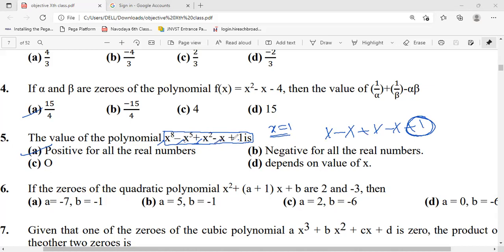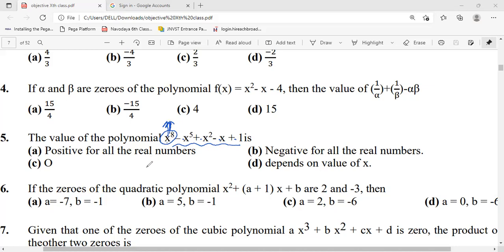If you substitute in place of x, whatever it is, the highest power is x power 8. So this will only take care of the total polynomial, because this is the highest power and we don't have any coefficients before this. That's why this is the only caretaker of the total polynomial. If it is positive, the total polynomial is positive. If it is negative, the total polynomial will be negative. Next question.